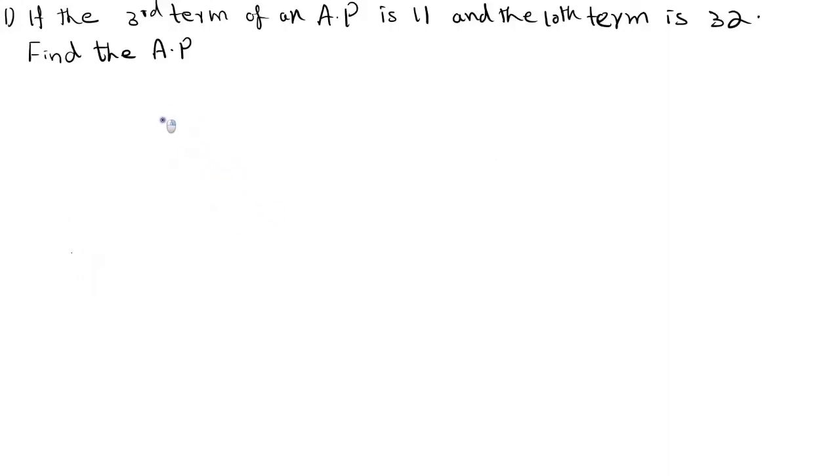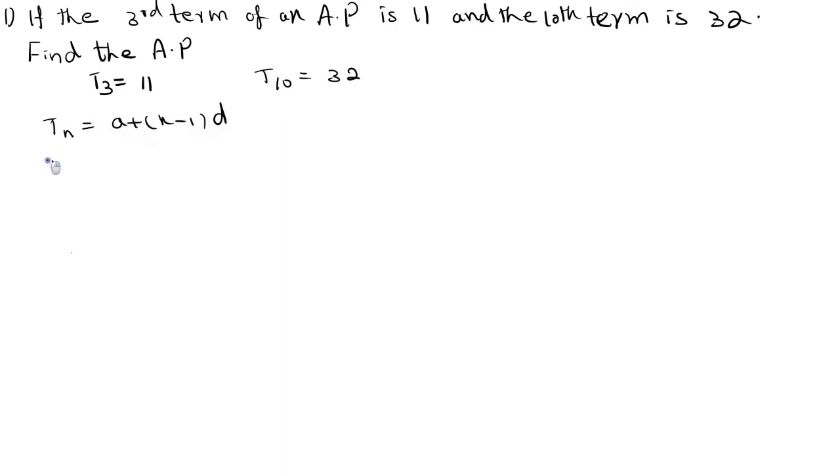Good morning, students. In this session, I will solve some problems related to arithmetic progression. See the first question. If the third term of an AP is 11 and the 10th term is 32, find the AP. First, write the given data. Third term, that is denoted by T3. T3 value is equal to 11 is given, and 10th term, that is denoted by T10, is equal to 32 is given. And we have the formula Tn, nth term, is equal to a plus (n minus 1) into d.